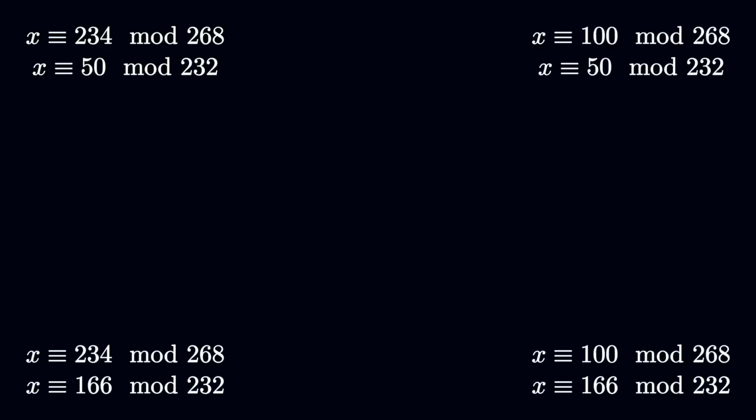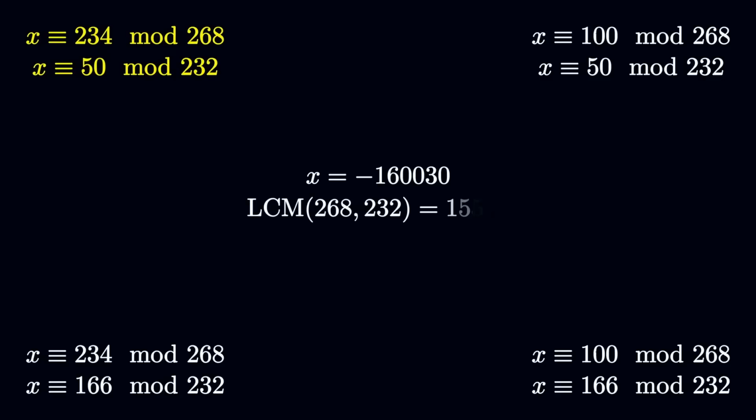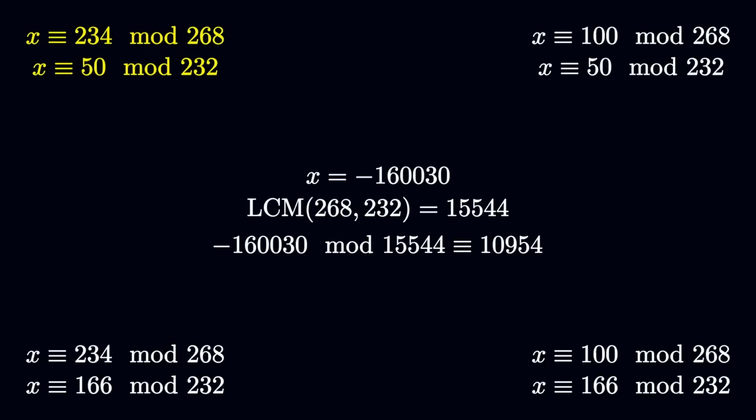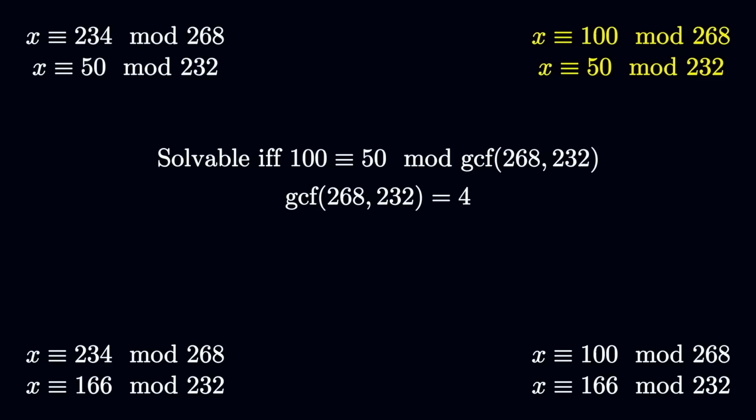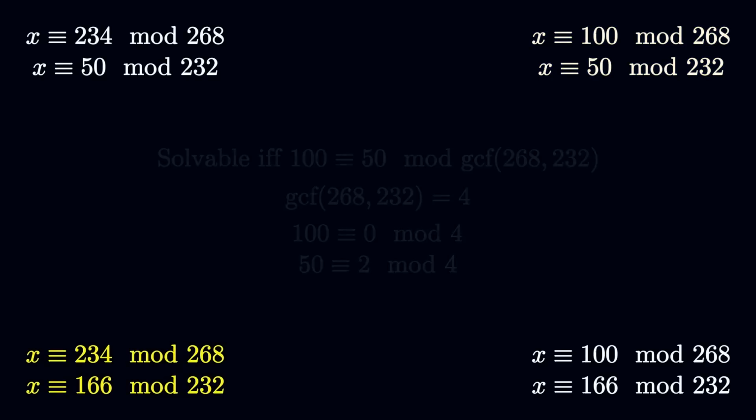Let's start with the top left. For that equation, we get x equals negative 160,030, but mod our least common multiple, we get 10,954. Which is the first time we hit the top left. For the top right, we get these equations. Our greatest common factor of our periods here is 4, and since 100 is a multiple of 4 and 50 is not, we actually know that we'll never hit the top right.